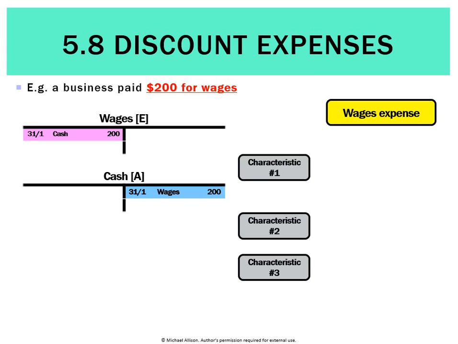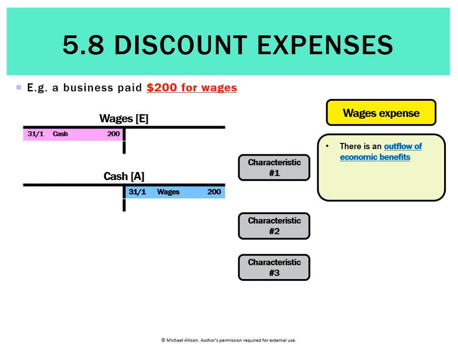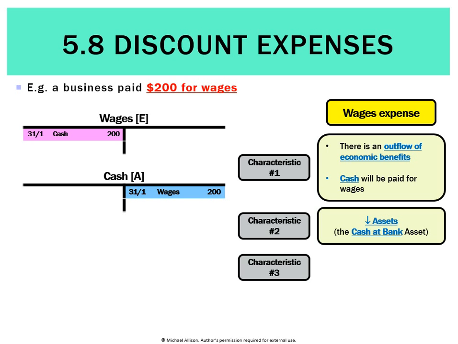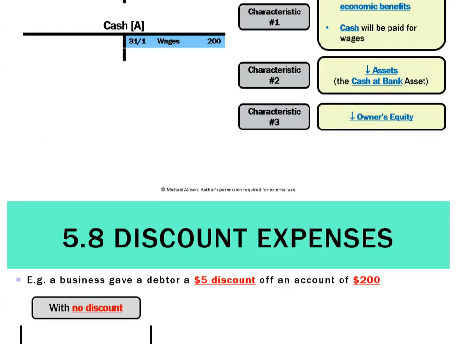But why is that an expense? To go through the definition, it's an expense because there's an outflow of economic benefits in the form of the cash that's been paid. There's a decrease in assets in the form of the cash at bank asset account. And lastly, there's a decrease in owner's equity.